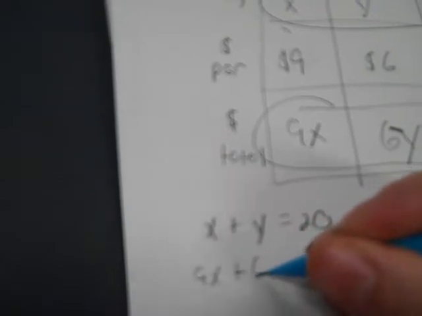Well, we have x and y down here, so we need a system. Your system consists of this and this. Okay, so I make my cross so I can organize my work. So my system consists of x plus y equals 20, 9x plus 6y equals 168. Now you've got to use the elimination method.